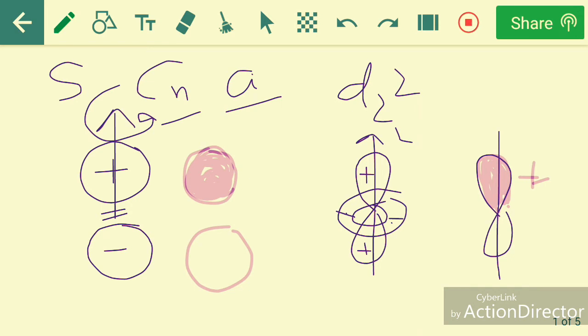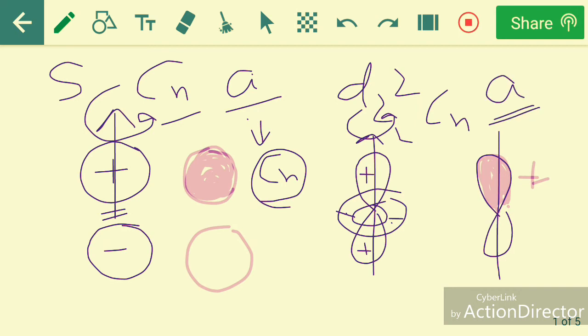A means a singly degenerate state or term which is symmetric with respect to the principal axis of rotation. So if we rotate this along the principal axis of rotation, that is Cn, we will get a similar wave function sign. Similar is the case if we rotate this dz square orbital along the Cn axis, we will get a similar wave function sign. So this is also under category A.